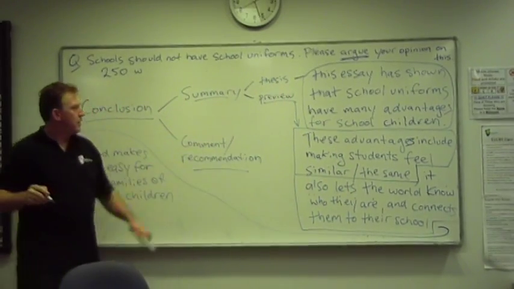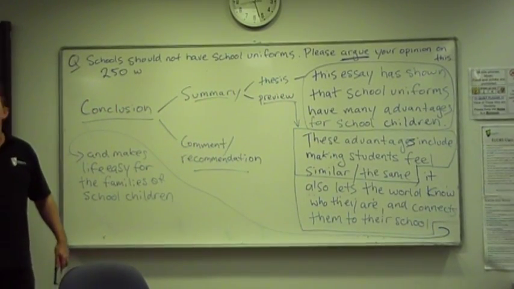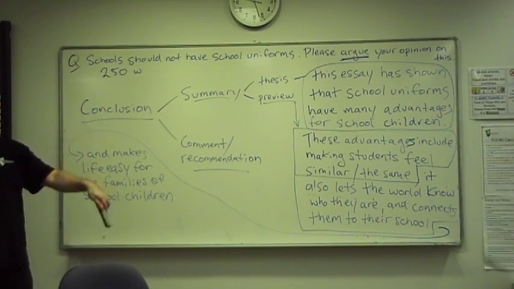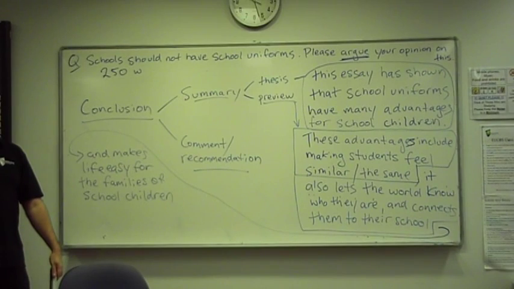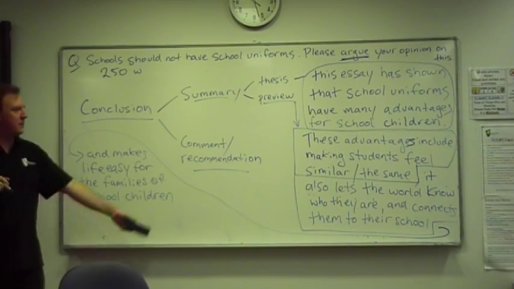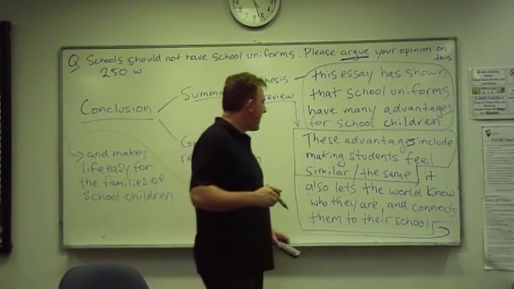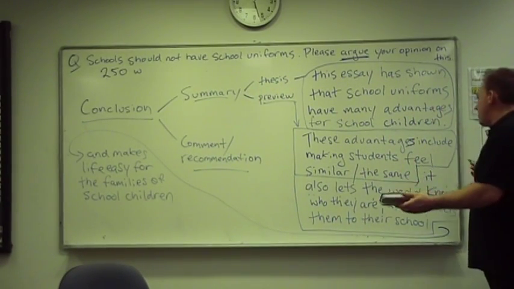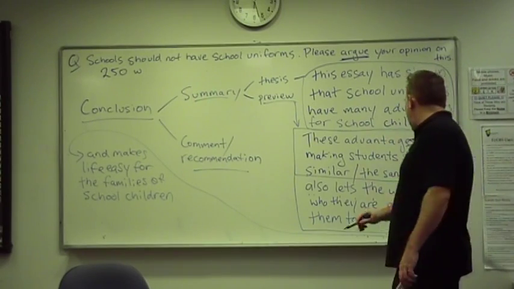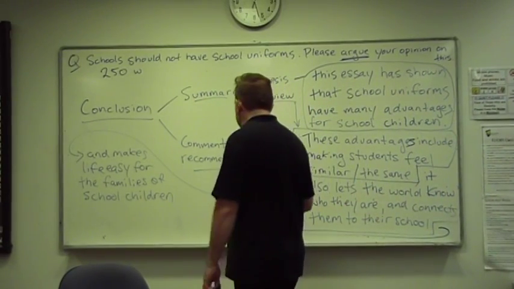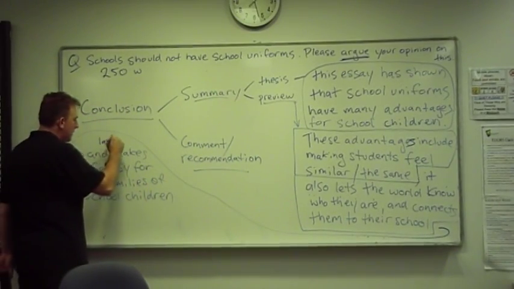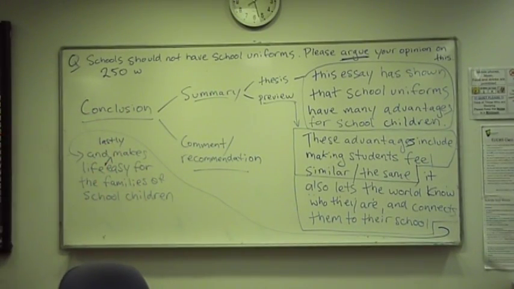So the summary, like I said, is just rewording the thesis and preview. This essay has shown, we're talking about the past, that school uniforms have many advantages for school children. These advantages include making students feel similar or the same. It also lets the world know who they are and connects them to their school. And lastly, makes life easy for the families of the school children.